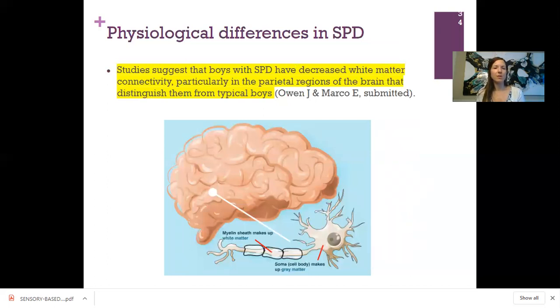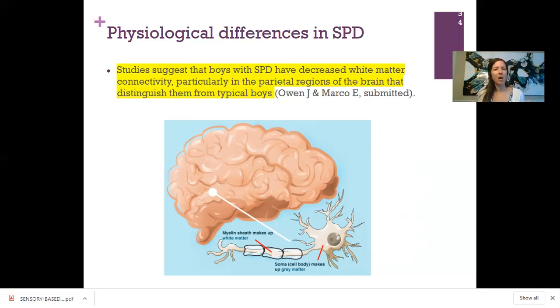And then another physiological difference, there's a study showing boys with SPD have decreased white matter connectivity, particularly in the parietal regions of the brain. The white matter is basically, in the picture down here at the bottom, that's a nerve cell, and you have the cell body, which is the gray matter, and then the myelin sheath on the axon of the cell body is the white matter. That myelin is basically fat, and the fat helps the electrical conductivity of the impulse, and so that is the white matter.